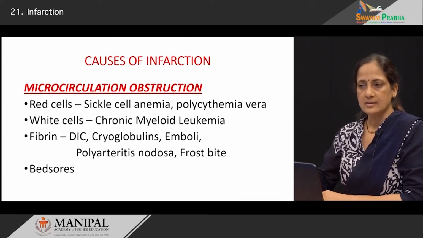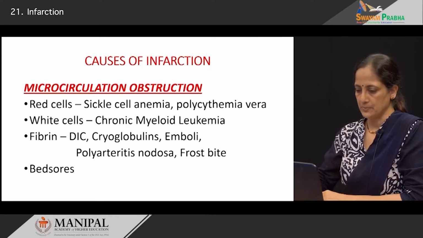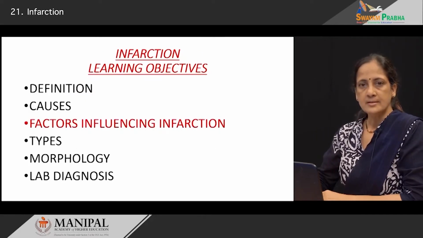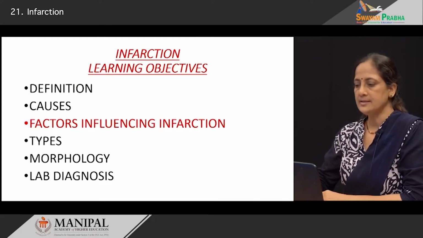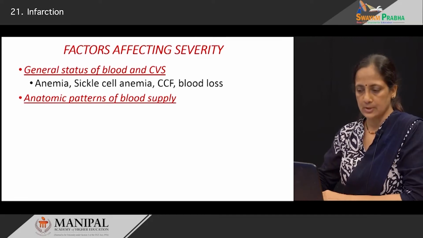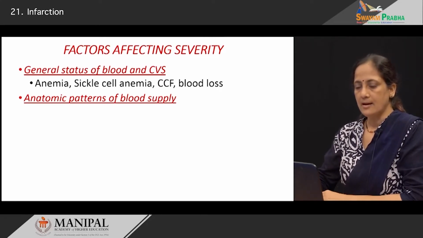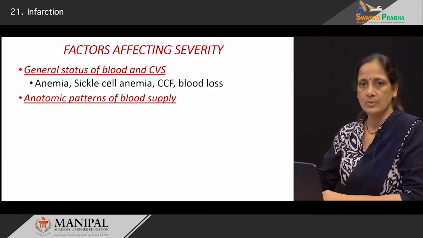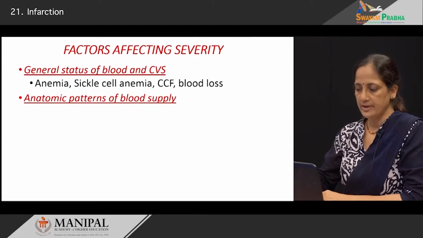What then are the factors which influence infarction in the tissue? The general circulation of the tissue and the status of the cardiovascular system are important. If an individual is anemic, then the slightest cause for hypoxia will cause infarction of the tissue. If a patient has sickle cell anemia, the sickled RBCs block the microcirculation and therefore any other cause for hypoxia will easily predispose to infarction. Similarly, in congestive cardiac failure and when there is blood loss.